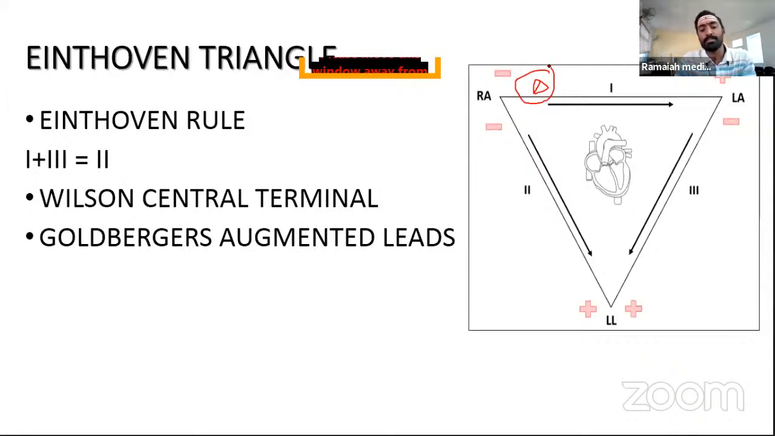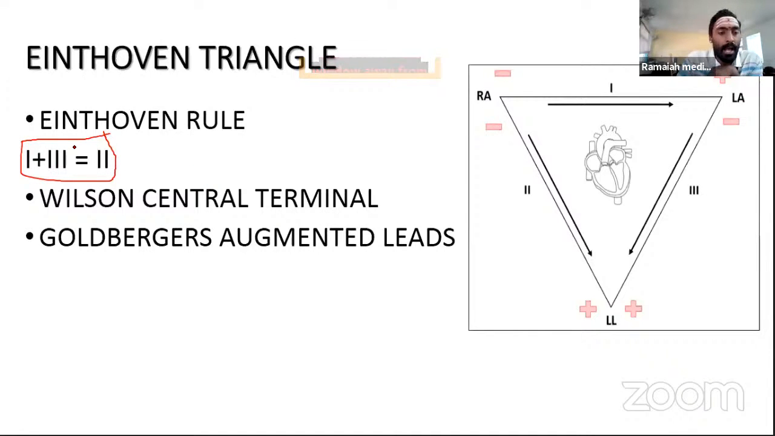Once we know this Einthoven's triangle, there's a law, Einthoven's law, that states that lead 1 plus lead 3 should be equal to lead 2. We'll see what this means. This means that the sum of all the electrical activities in lead 1 and lead 3 will be equal to lead 2.